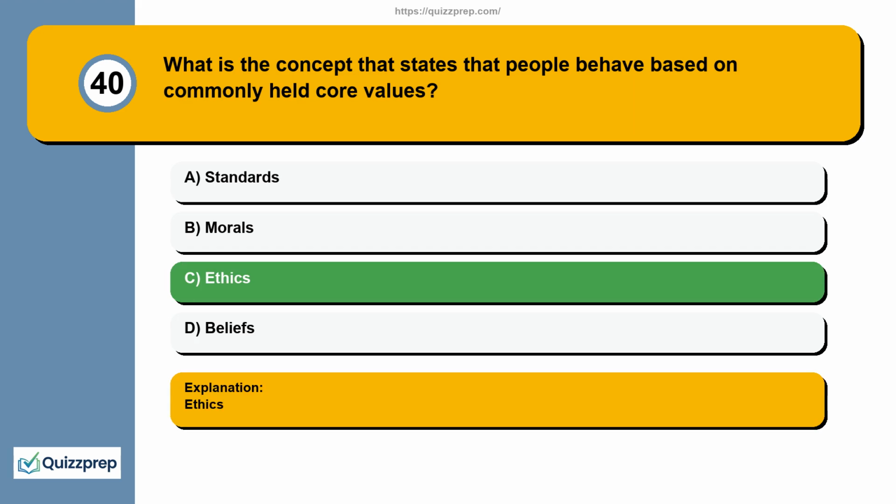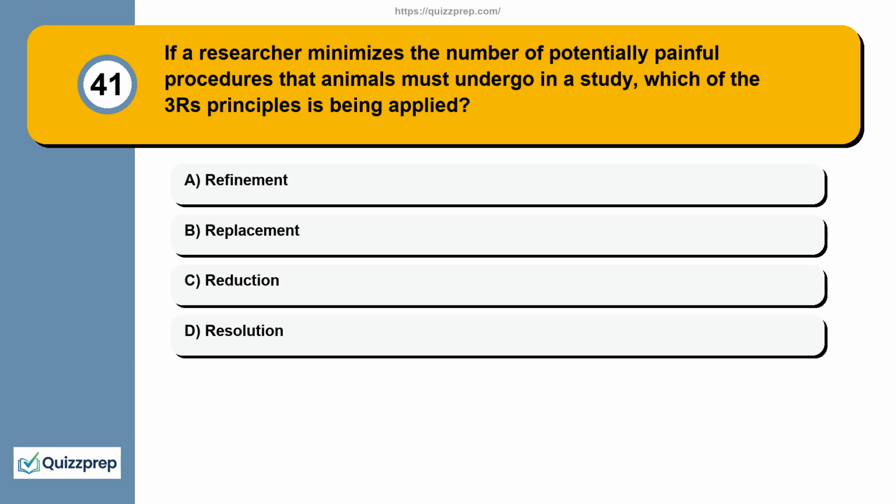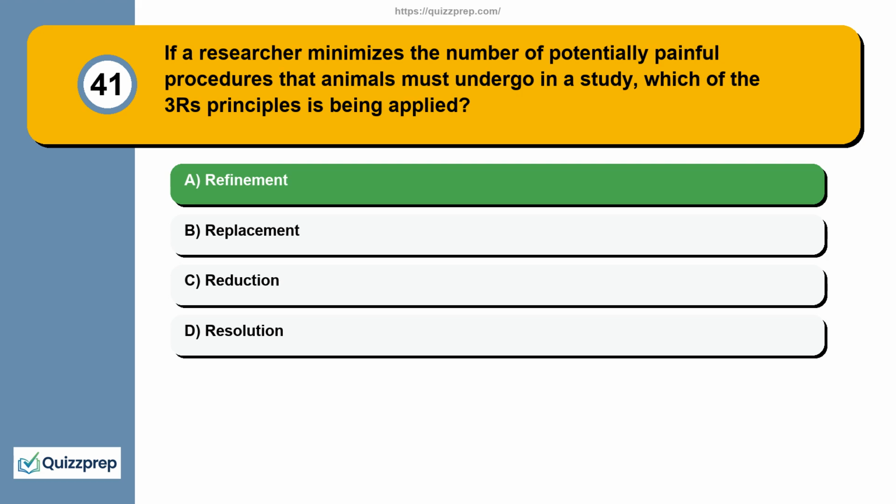Ethics. Question 41. If a researcher minimizes the number of potentially painful procedures that animals must undergo in a study, which of the three RS principles is being applied? Option A, refinement. Option B, replacement. Option C, reduction. Option D, resolution. The correct answer is option A, refinement.